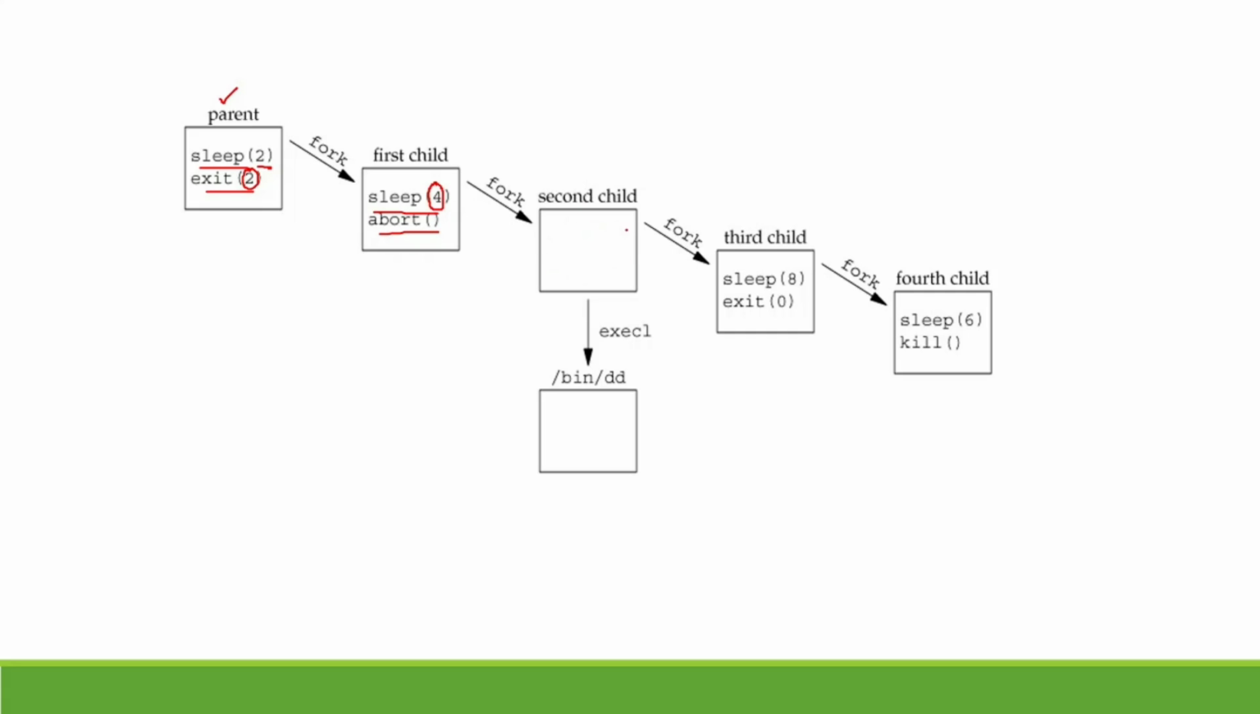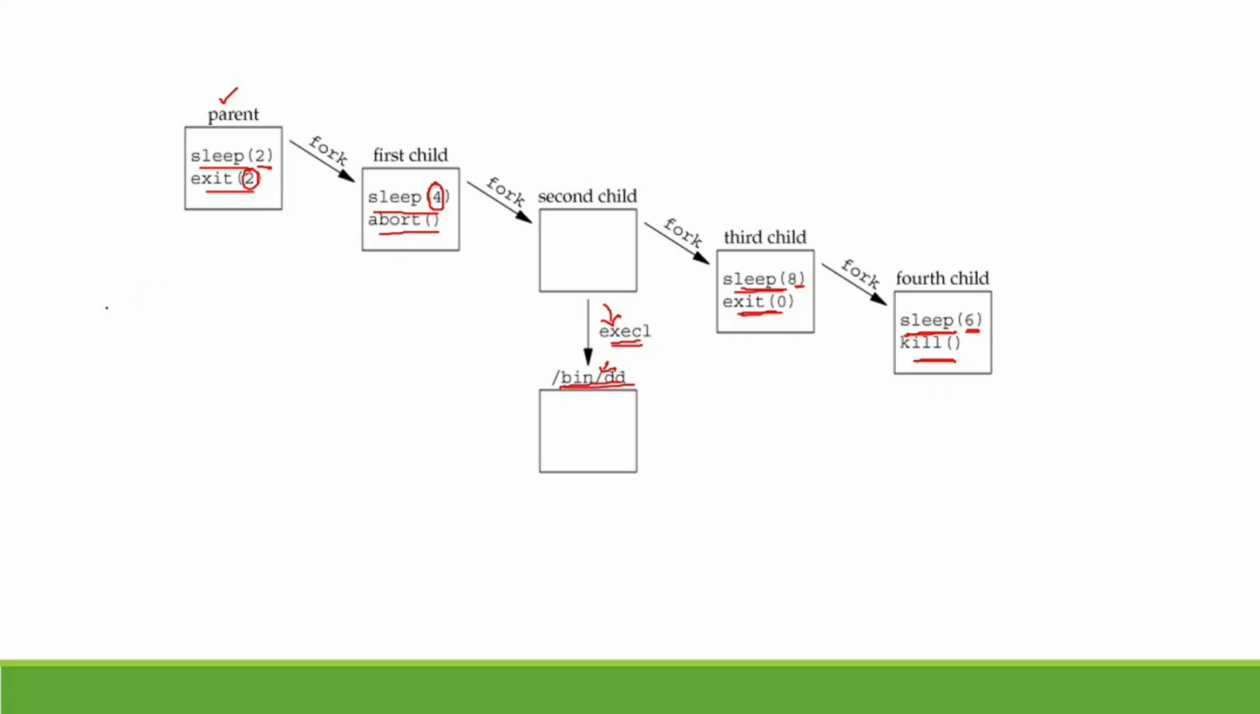And if you observe, the second child has not exited, but it will call the execl system call to this path name that is specified. It also forks another child process, which is made to sleep for 8 units of time, and we have a normal exit. This will call a fork system call again, where the last child is made to sleep for 6 units of time, and it is terminated using the kill system call.